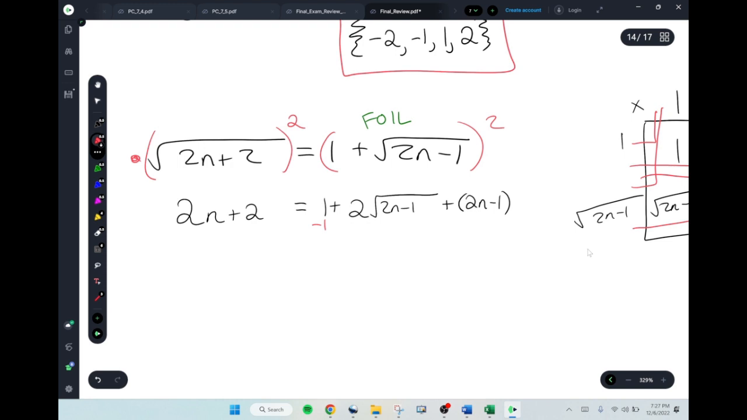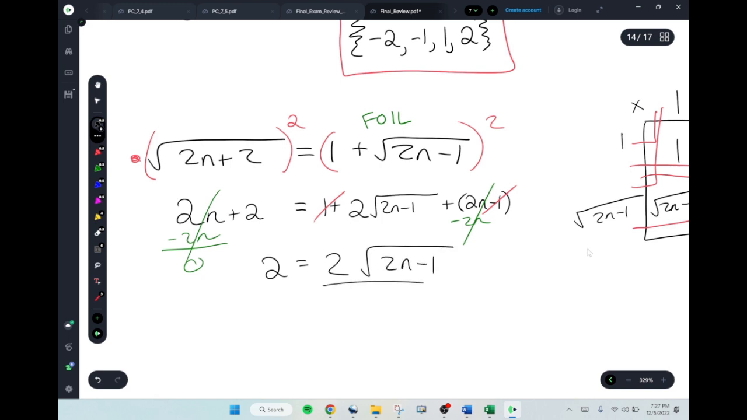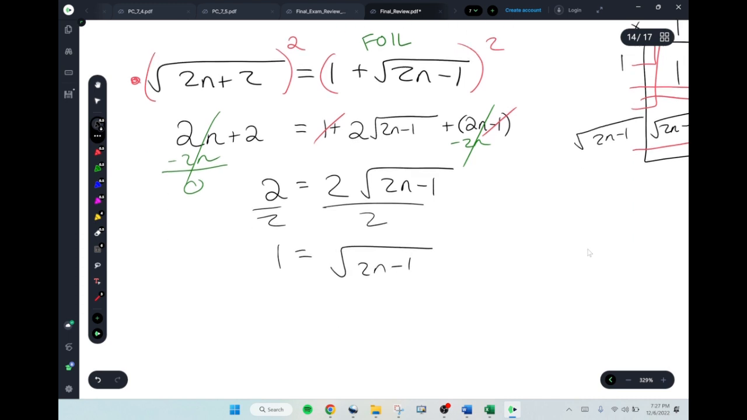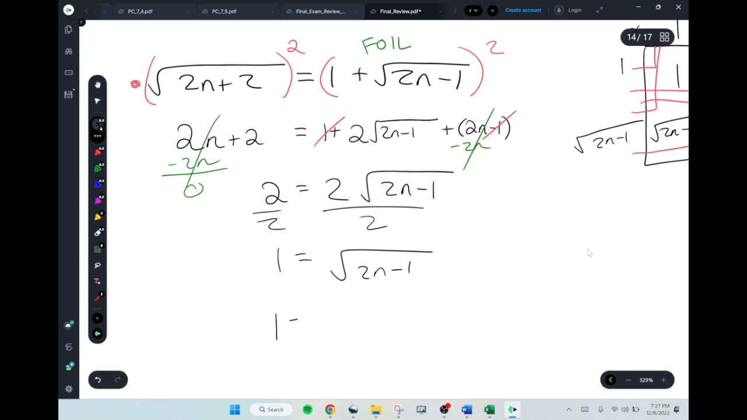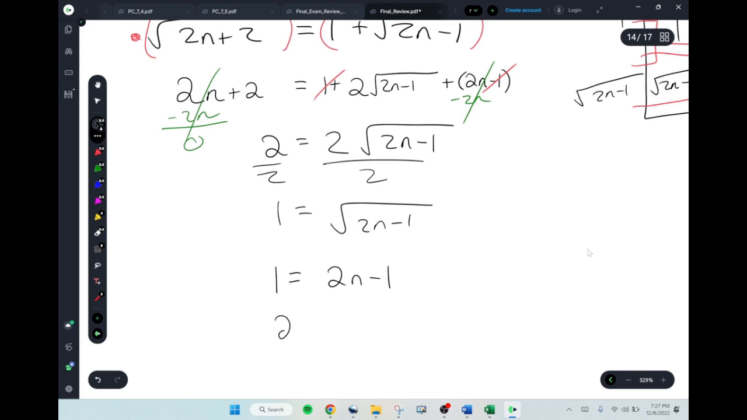Minus 1. Oh, no, it's not going to cancel. That's nice, actually. Good. So 1 and negative 1 cancel with each other. If you subtract 2n over, it cancels with that 2n. You're left with 2 equals 2 root 2n minus 1. Divide by 2, divide by 2. You're left with 1 equals root 2n minus 1. Square both sides. 1 equals 2n minus 1. 2 equals 2n. N equals 1.